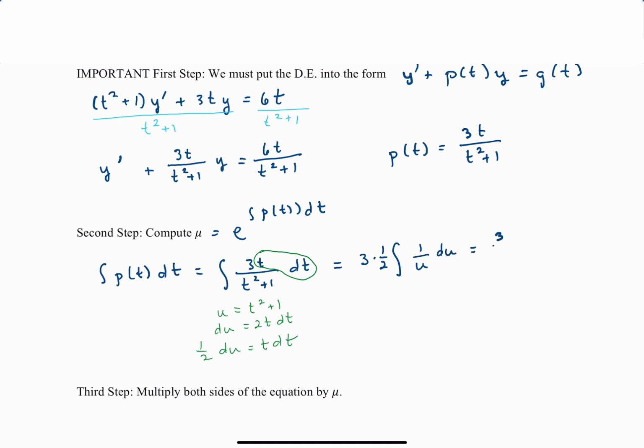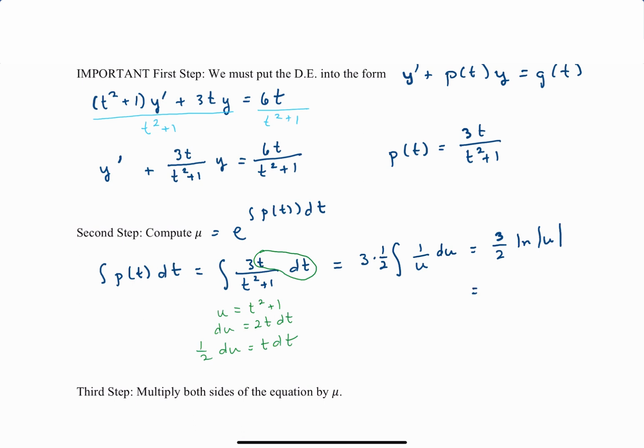So we get 3/2 ln of the absolute value of u. And we don't need a c in this context. The reason we don't need a c in this context is we don't need all possible antiderivatives of p of t. We only need one of them. So I'm essentially saying, okay, I'm going to just have my c be 0.